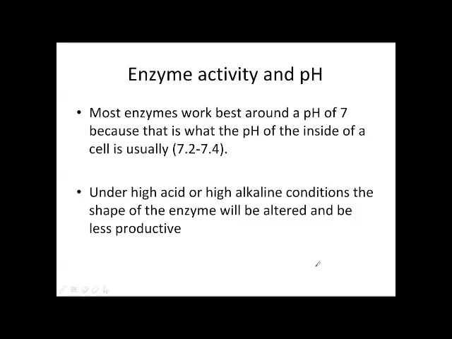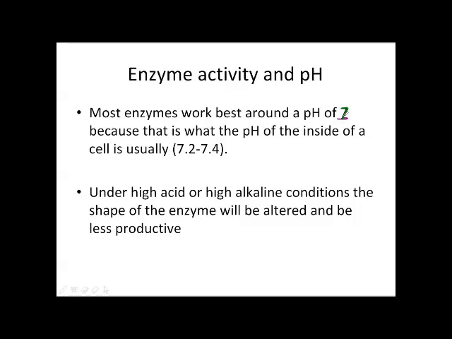Okay, so today we're going to be looking at how pH affects enzyme activity. Most enzymes work around a pH of 7. Actually, I do not want to use purple for this. I want to use green because 7 is neutral, and we often see this as green.